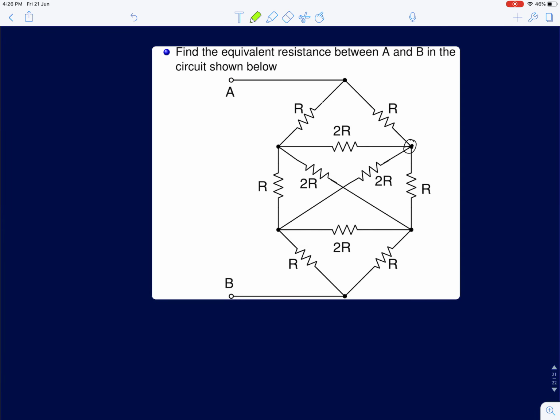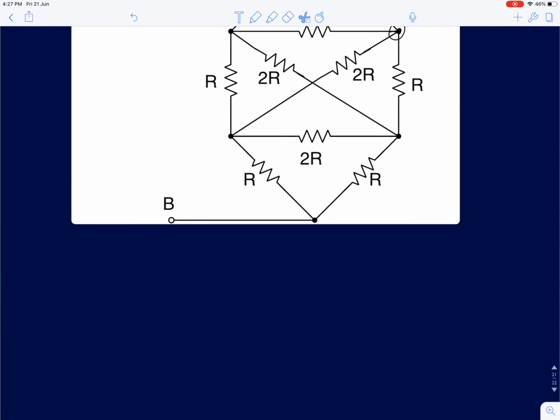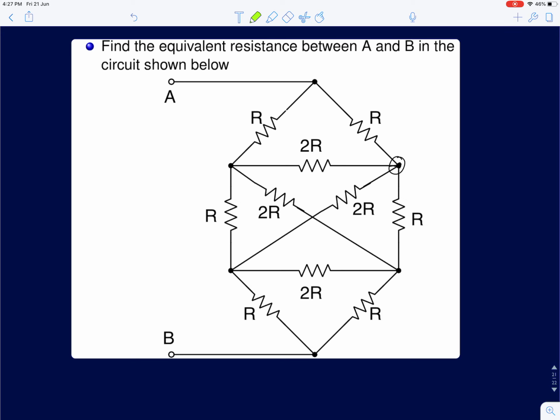Now let's analyze this circuit. Let me just expand this a little bit. Let me use a different color. So in this circuit, again I am going to draw an axis of symmetry around this point. When I draw the axis of symmetry, the voltage at this point and this point will be same. So if this is V1, this is also V1. Similarly, this point and this point are also symmetric around the axis of symmetry, so this will be V2 and V2.